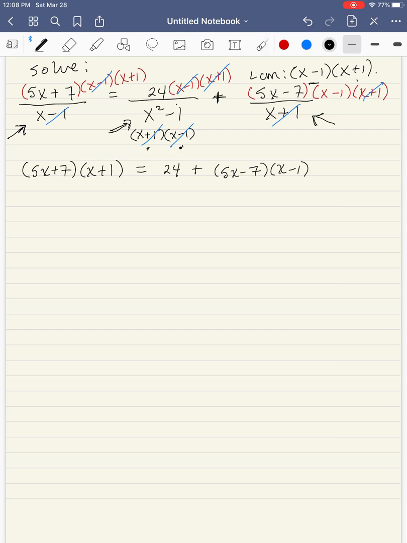Okay, now we can FOIL out and get an equation. Do that. Go ahead and pause the video and then restart when you're ready.